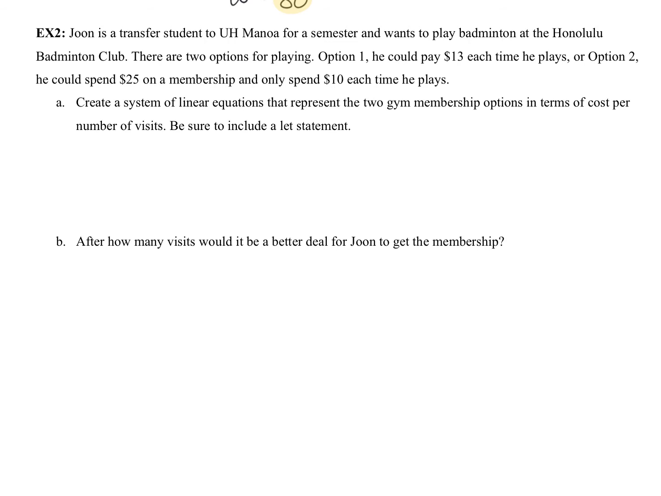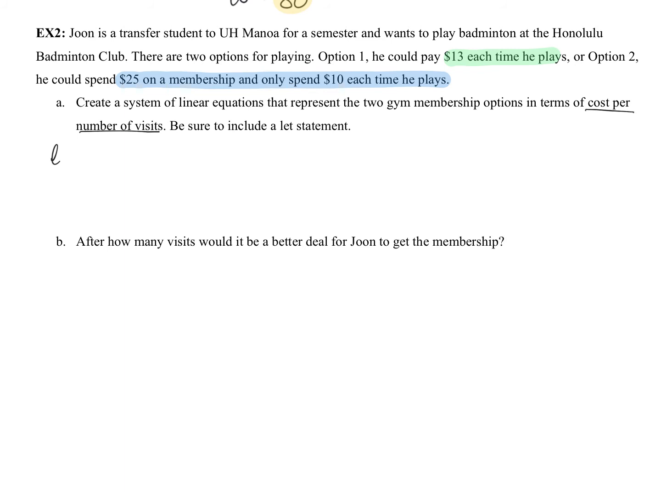Create a system of linear equations that represents the 2 gym membership options in terms of cost per number of visits. Be sure to include a let statement. Alright, so we just want to figure out 2 equations. And what are we looking at here? Talking about memberships. So option 1, it's $13 each time he plays, and that's it. Or option 2, he spends a flat $25 on a membership and then spends $10 each time he plays. And what do we want? We want the cost per number of visits.